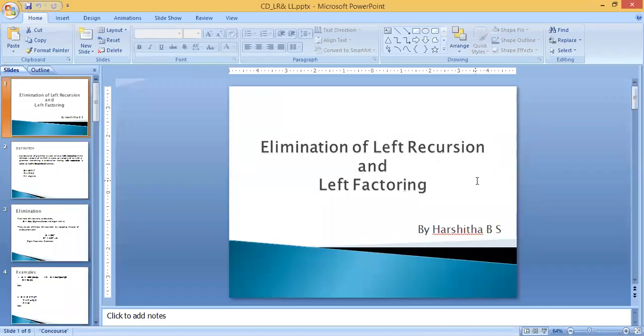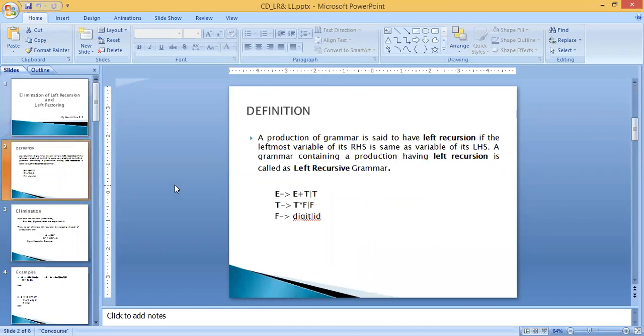Hello students, this is a request video on elimination of left recursion and left factoring. I hope you guys know what a left recursive grammar is. A left recursive grammar is one which has a non-terminal repeating on the right hand side.